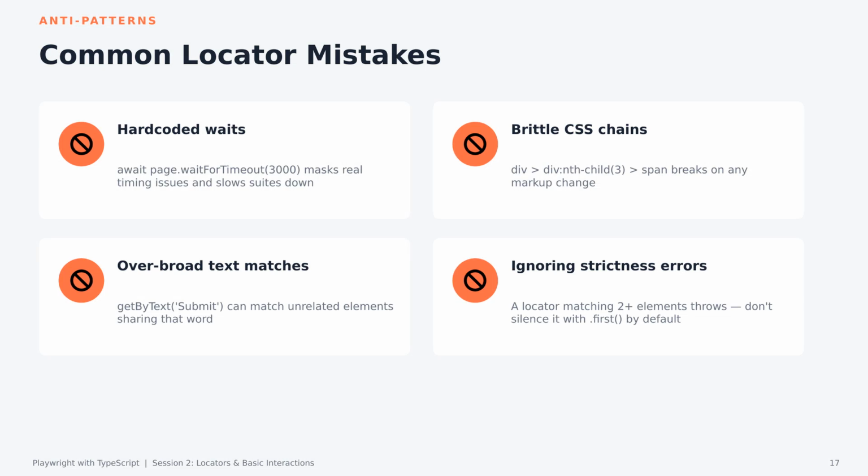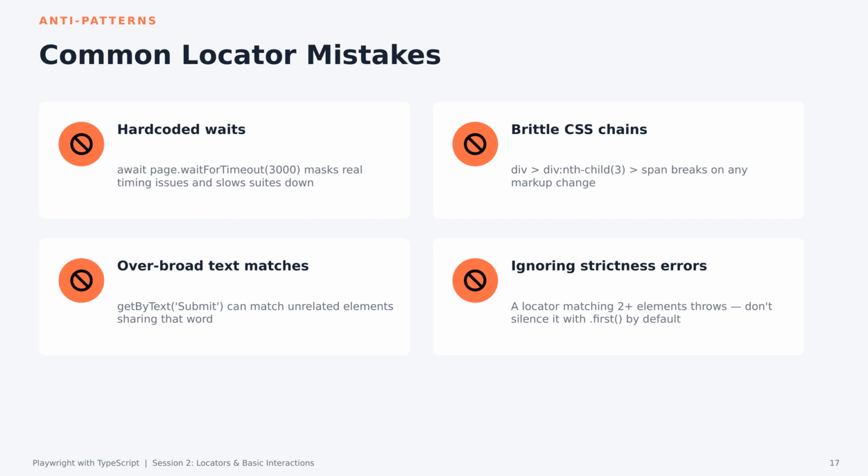Let's talk about anti-patterns, because I'd rather you see these now from me than discover them the hard way in your own suite 6 months from now. Hard-coded waits, await page.waitForTimeout(3000). This masks real timing issues instead of fixing them, and it slows your entire suite down for no good reason. Every single time you're tempted to write this, stop and ask what you're actually waiting for and use a proper wait for that instead.